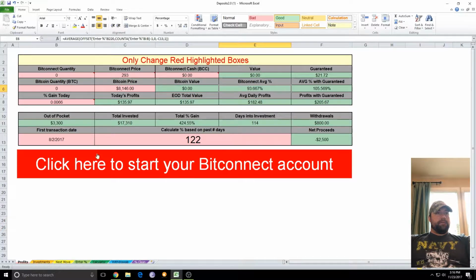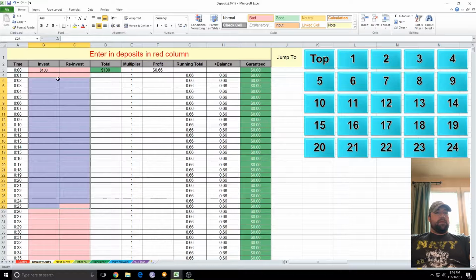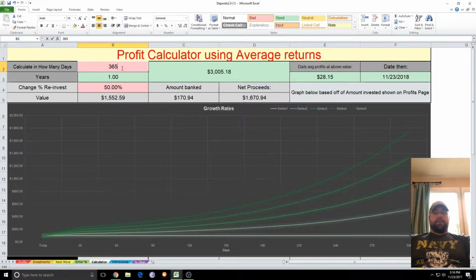So let's go ahead and say our investment is back to $100. If we go over to the calculator page, the term for $100 is 299 days. A lot of people put the minimum in here, I understand. There's a lot of word on Bitconnect, see if it's going to stay around for a little bit, so some people just do the bare minimum.